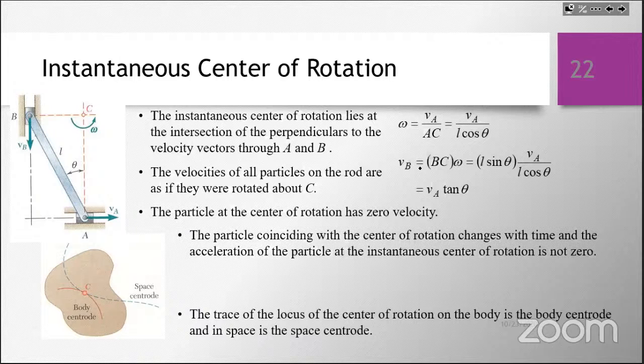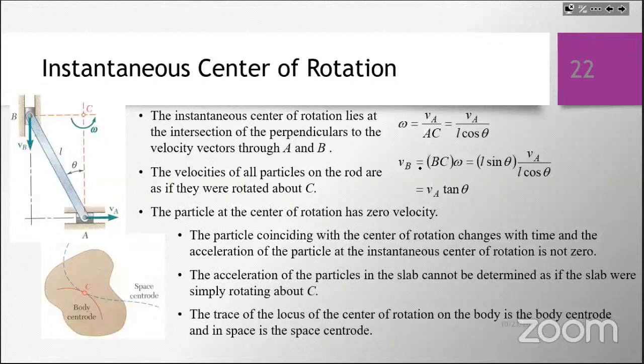The particle coinciding with the center of rotation changes with time, and the acceleration of the particle at the instantaneous center of rotation is not 0. So, you kind of saw this in the video. The guy moved it, and you saw that C or I moves with time, right? So as this slides out and this slides down, the position of C in space changes, right? So we follow the line like this, or a line like this, okay?